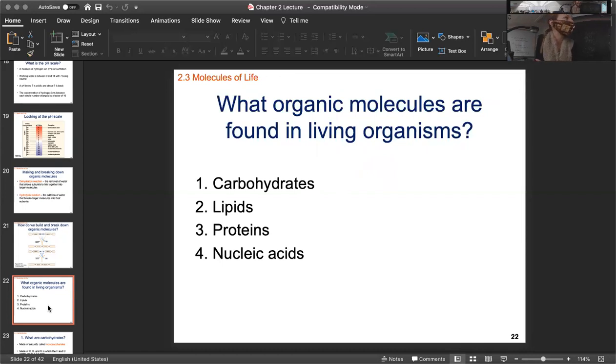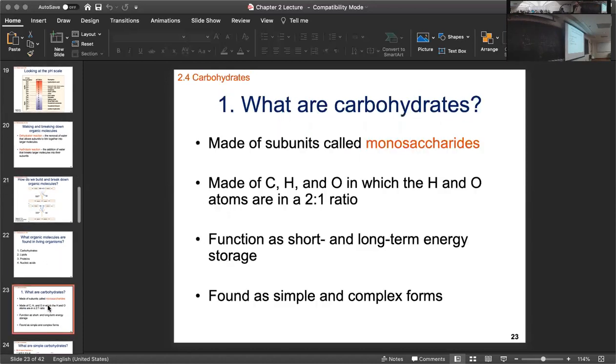Carbohydrates are those things like sugars and starches. Your lipids are your fats, your oils, things like that. Proteins are found in things like nuts and meat. And then you have your nucleic acids, which make up DNA and RNA. All right, so let's talk about what each of these mean.